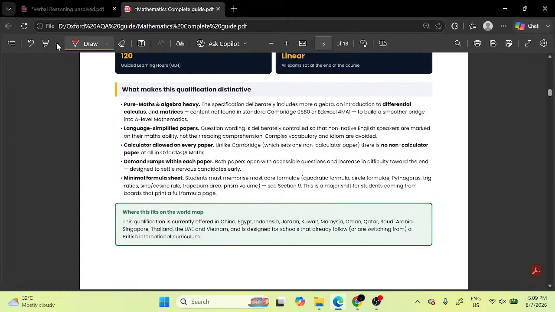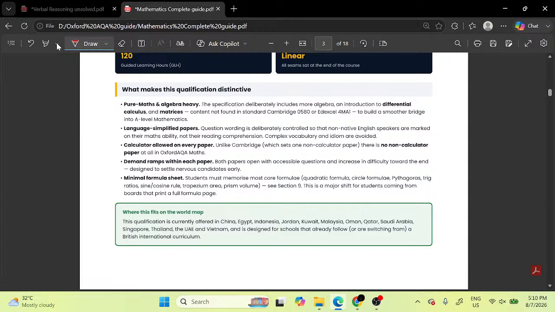And what makes this qualification distinctive? Why is it different from O levels or IGCSE, or you can say Pearson Edexcel? Over here the topics are a bit more complex and lead more towards A levels. If you are doing Oxford AQA, it means you are preparing yourself very well for your next journey. If you want to take maths in A levels, it's a very good choice. So Oxford AQA is a very safe and very good option for those students.